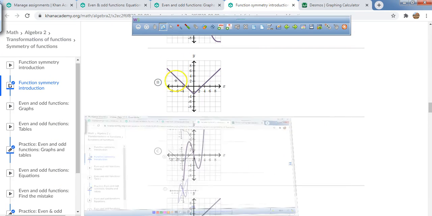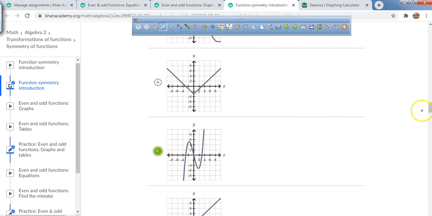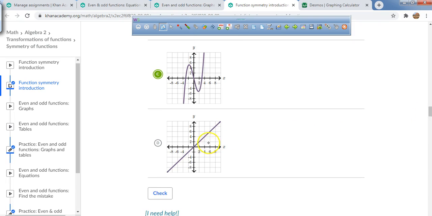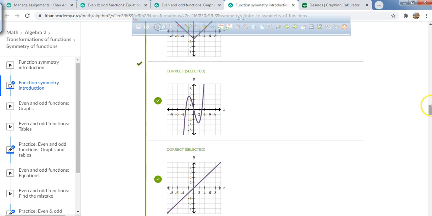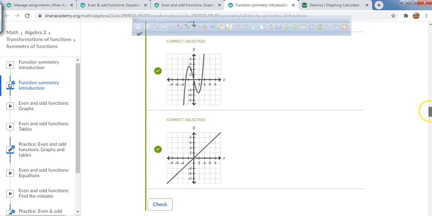So I'm going to go ahead and select C. And then let's look at this one. This is y equals x. That's definitely an odd function. Everything is symmetrical straight through the origin. Let's see if we got them right. Oh, yep, all these are odd.